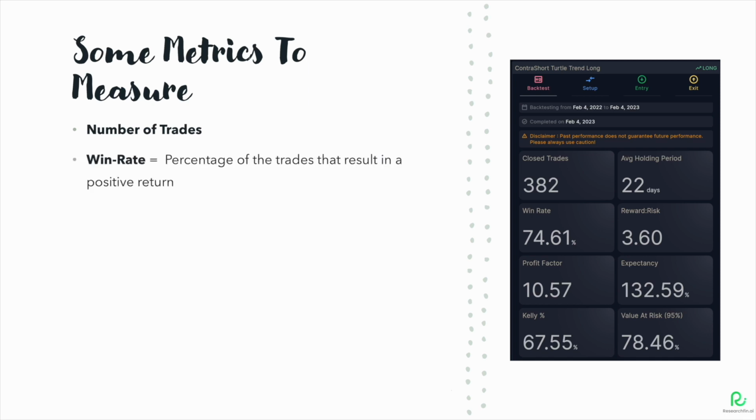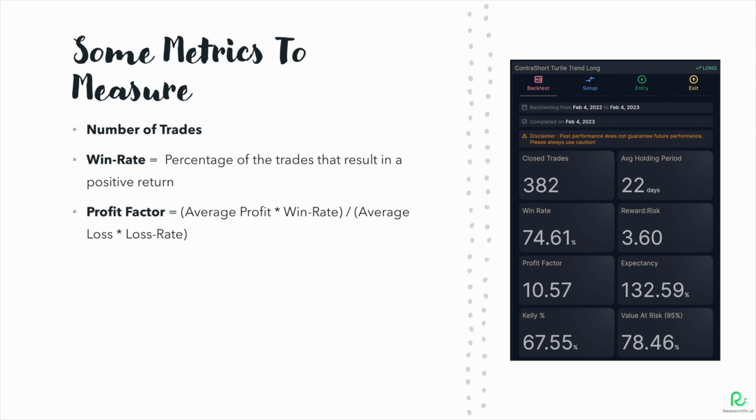Win rate. This shows the percentage of trades that result in a positive return. Win rate is not a very useful metric in itself, but in combination with other factors, it can provide valuable information. Profit factor. This is one of the most important metrics to identify the edge of a trading strategy.